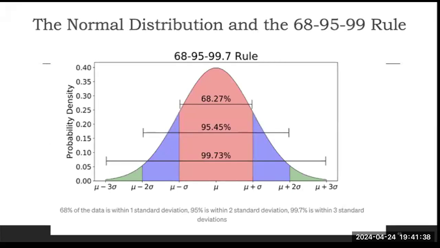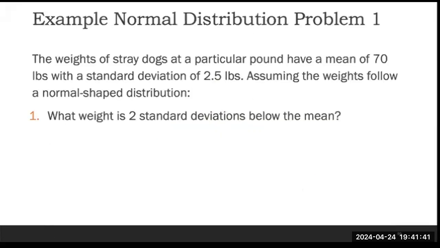So here's an example problem I could give you. The weights of stray dogs at a pound have a mean of 70 with a standard deviation of 2.5 pounds. Assuming the weights follow a normal shape distribution, what weight is 2 standard deviations below the mean? So, like I said, I would say draw that little diagram. Right in the middle should be 70, that's the mean. Mark off 3 above and 3 below for the standard deviations, and then you calculate it.